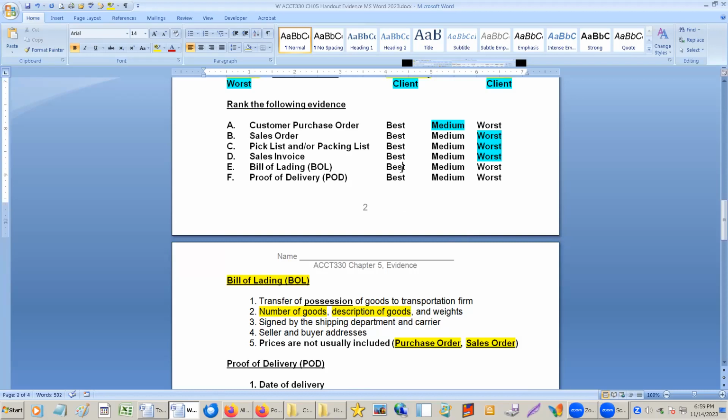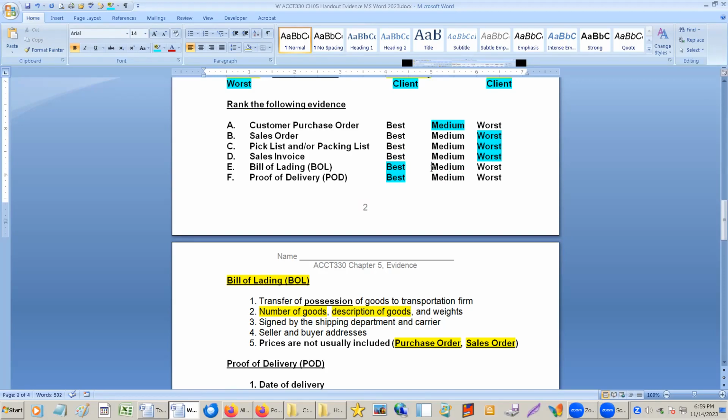What kind of evidence is a bill of lading? A bill of lading would be the best evidence. You could certainly get it right from the shipper, and that would be the best evidence. If you're looking at one that's held by the company, it could be medium also. But again, you can always move it up to best by contacting the shipper and saying, hey, we need the bill of lading for this.